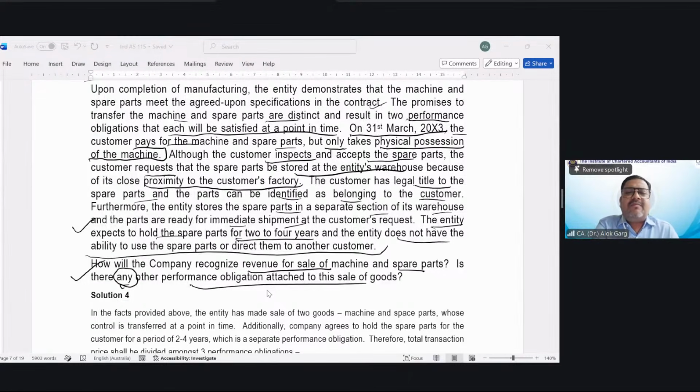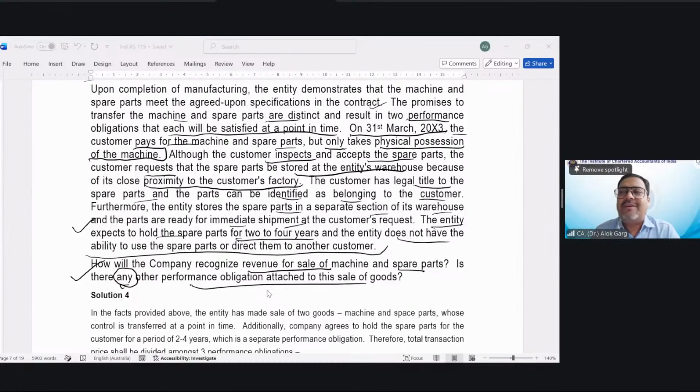Is there any other performance obligation attached to the sale of goods? No. There are only two performance obligations, sale of machine, sale of spare part. वो तो उसने रख लिया अपने, वो तो उसने अपने वेयर हाउस में रखा हुआ है, राइट? कस्टमर ने रिक्वेस्ट किया, उसने रख लिया. इसमें कोई अमाउंट तो बताया नहीं. ओके. So I think there are only two performance obligations. This is what I am debating in my mind.